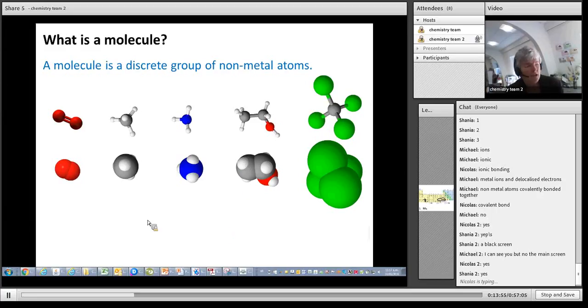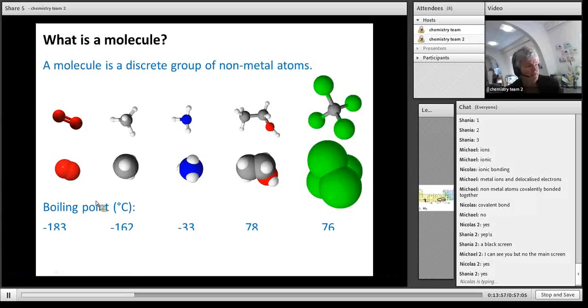Okay, so if I looked at the boiling points of these molecules, you can see they're pretty low, much lower than the metals, aren't they? And ionic substances. So these are liquids at room temperature because they boil at 78 and 76, and these are gases at room temperature. So let's try and explain these facts. Remember the macro, then the micro, and then the model.